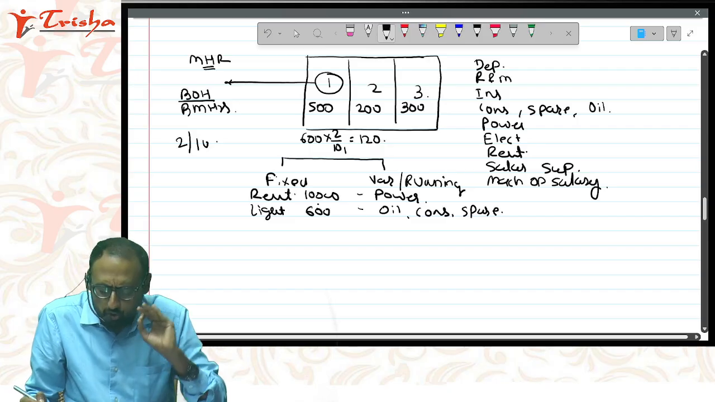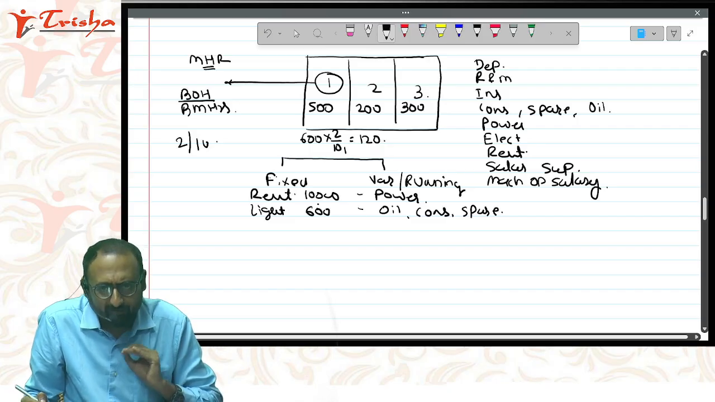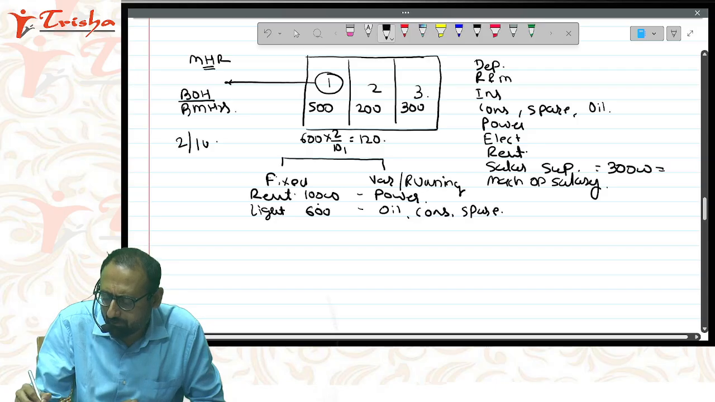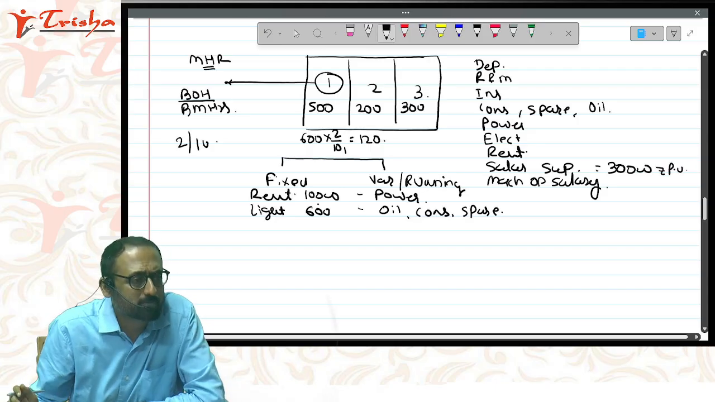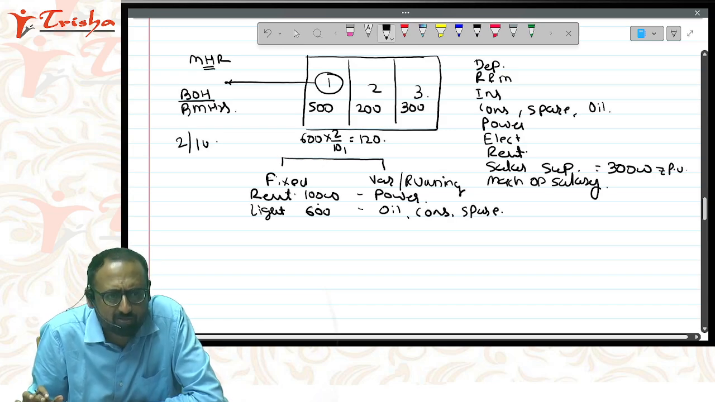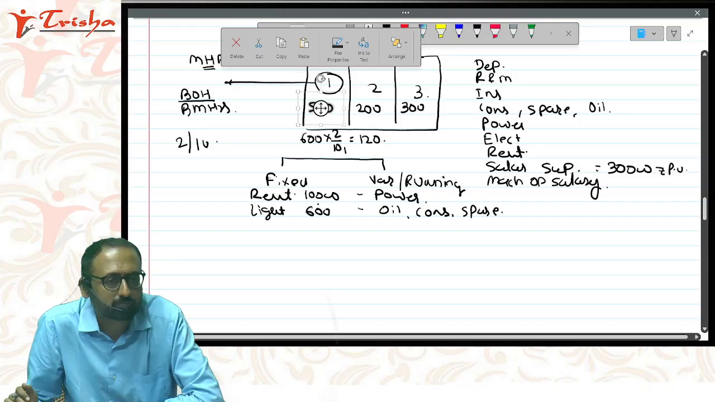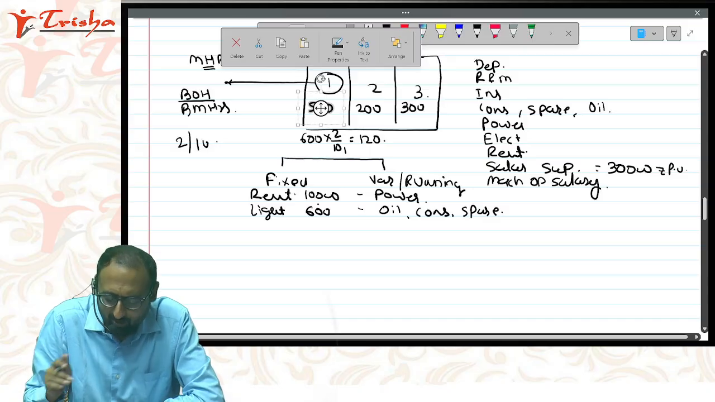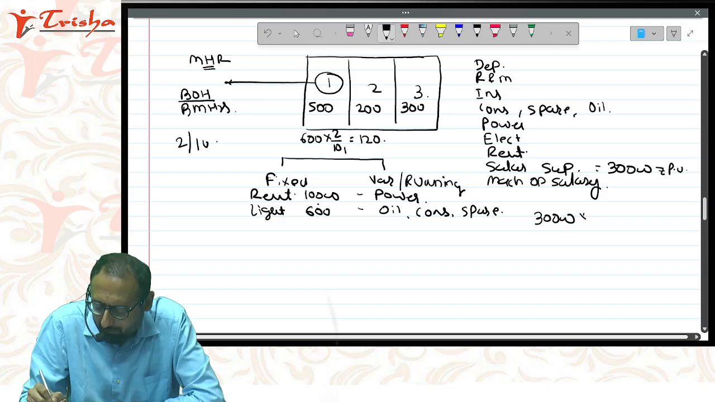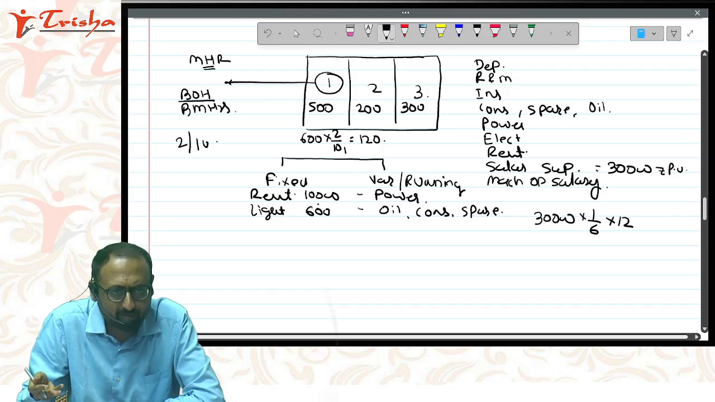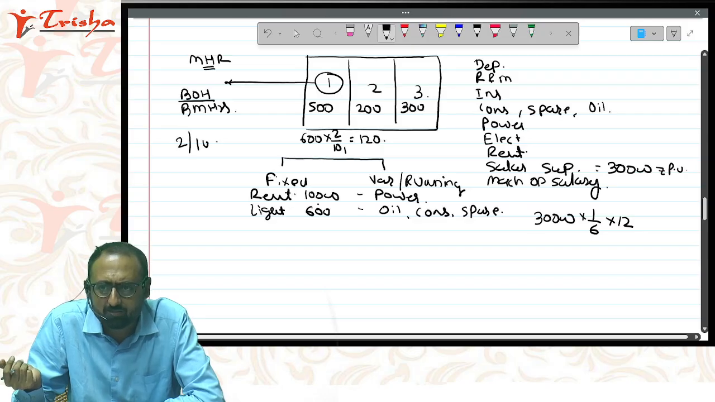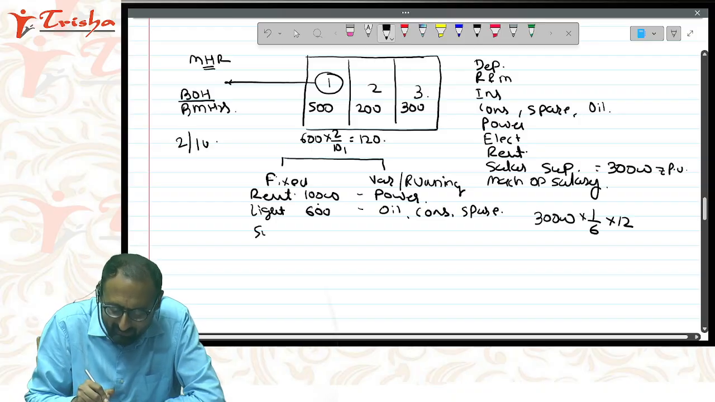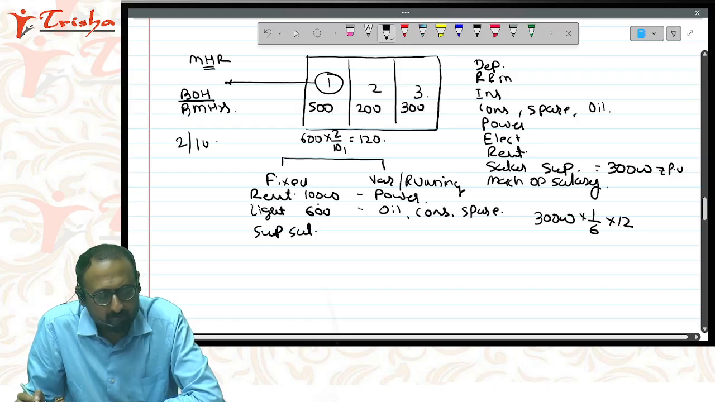Supervisor salary is given. Factory supervisor salary is 30,000 rupees per month, and this supervisor devotes 1/6 of the time to machine 1. So how much cost will you consider here? 30,000 multiplied by 1/6 into 12. If it is monthly, multiply by 12, as the case may be. Correct? 1/6 time is devoted, so take 1/6 only.